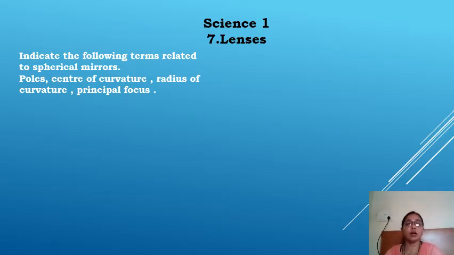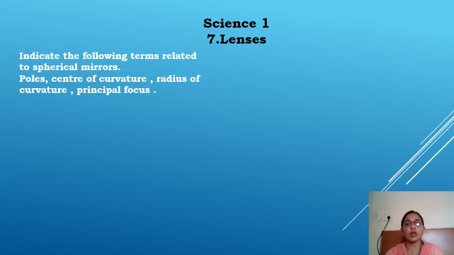Now we'll start with our Science 1, lesson number 7, that is lenses. Last time we studied about refraction of light. Two words we use, isn't it? Reflection of light and refraction of light. Refraction of light is from one transparent medium to another transparent medium. When light travels from one transparent medium to another, it refracts. It refracts means either it bends towards the normal or it moves away from the normal.